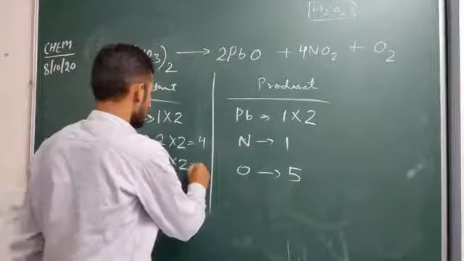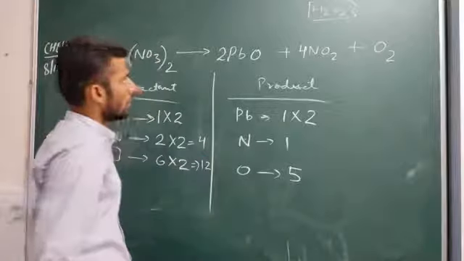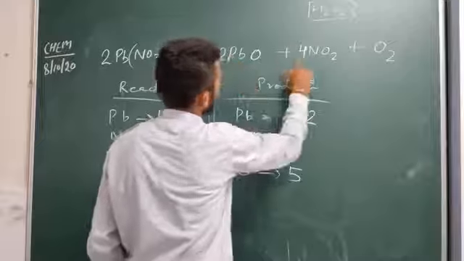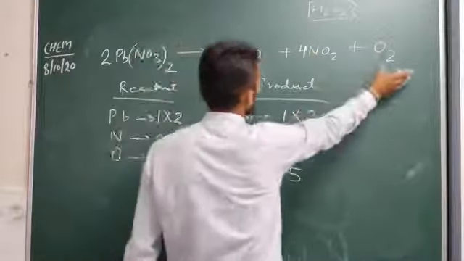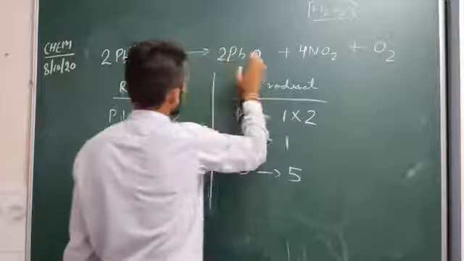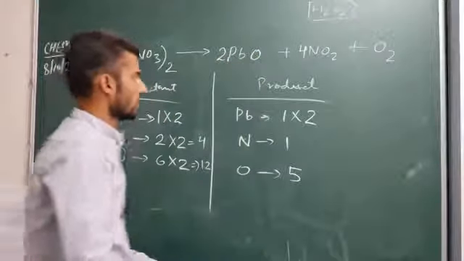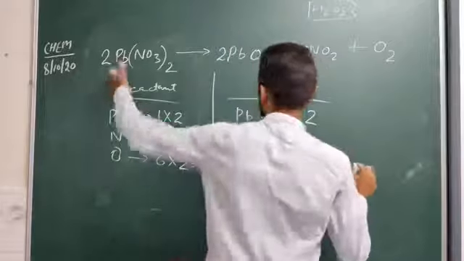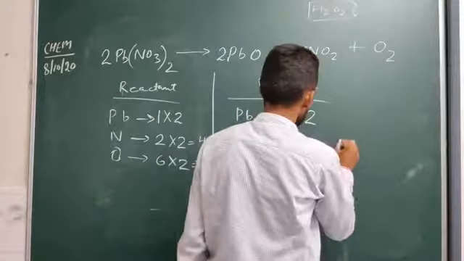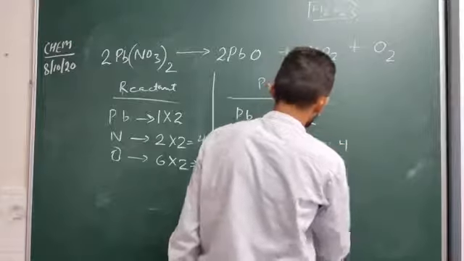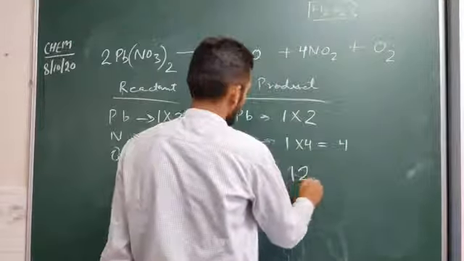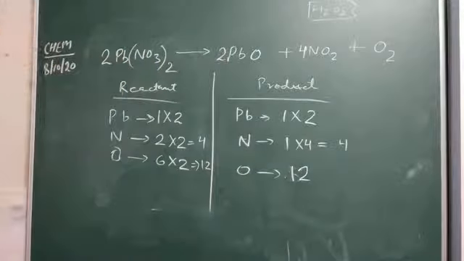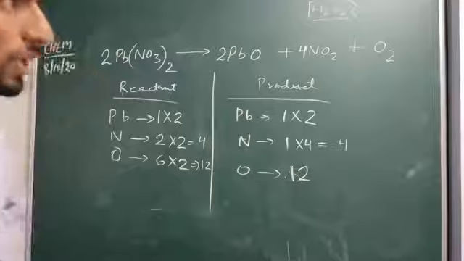Now what is left? We have oxygen. Just see, 4 into 2 is 8, 8 plus 2 is 10, and 10 plus 2 is equal to 12. So all these get multiplied by 2 from this side. So it is equal to 12 on this side and 12 on this side. Clear to all? So this was with respect to the chemical equations.